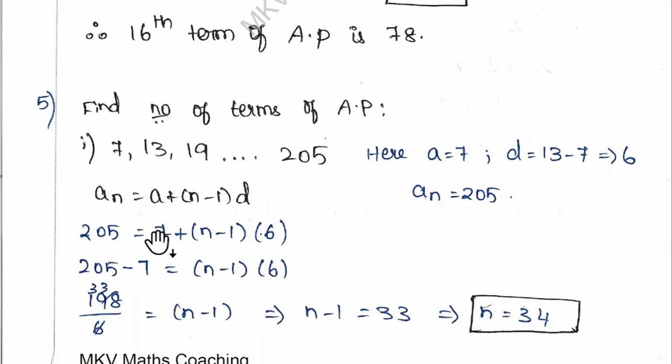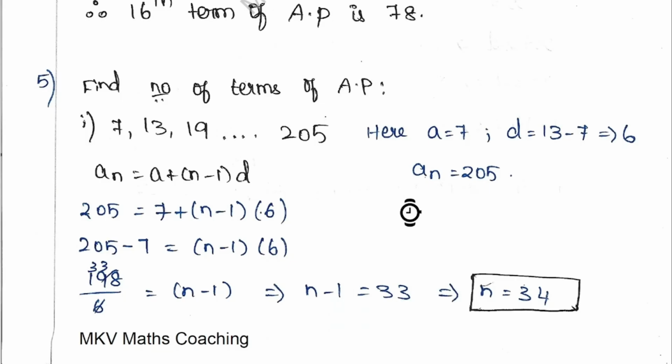First step is to send this A to that side. 205 minus 7, 198 will come. And 6 is in multiplication, so send this 6 to division. You can just cancel it. You will get n minus 1 as 33. Minus 1 goes to that side, so n will be 34. Okay, so the number of terms is 34 here.